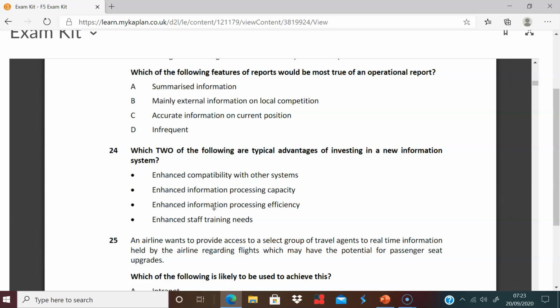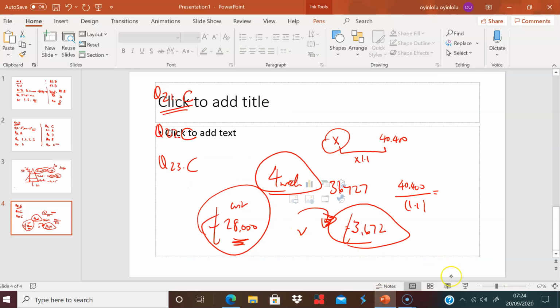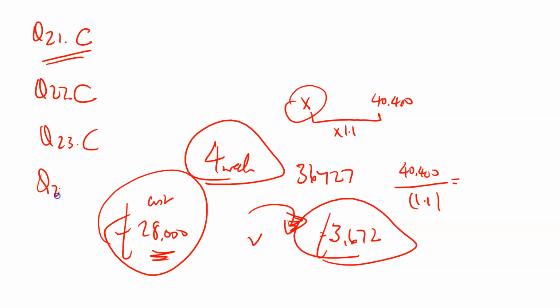So the second and the third one are the answers given. Enhanced information processing capacity, enhanced information processing efficiency, because we usually see the advantages straight away. Here we see resistance and difficulty with compatibility with other systems, if you like. But this long-term word investing, which is what this sounds like, in the future you can have enhanced compatibility and probably enhanced information processing efficiency. But the second and the third one are the answers given. So question 24, 2 and 3. Okay, right.